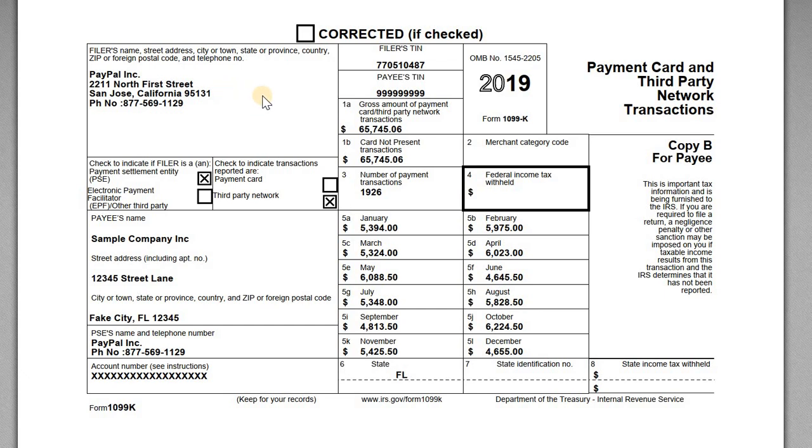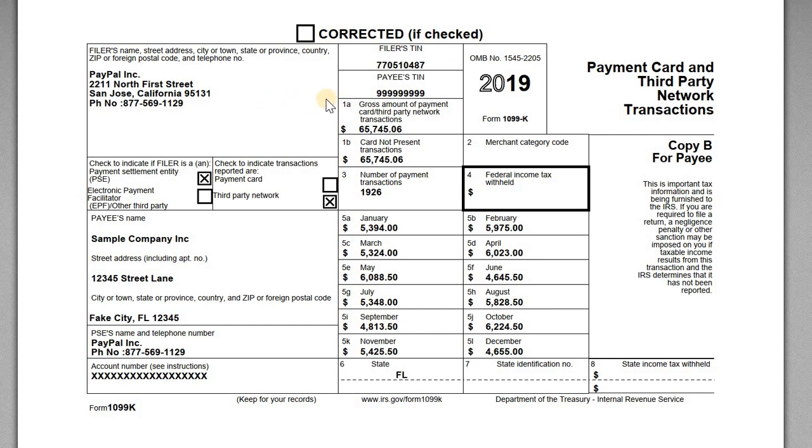So what are the reporting thresholds? It's generally $20,000 and 200 or more transactions. So if you're running an e-commerce store and you do 100,000 in sales and you sold, let's say 450 unique transactions to customers, you're going to get one of these.